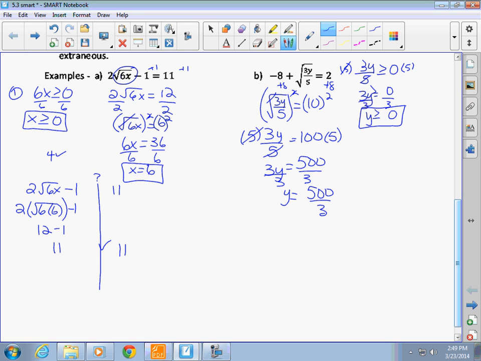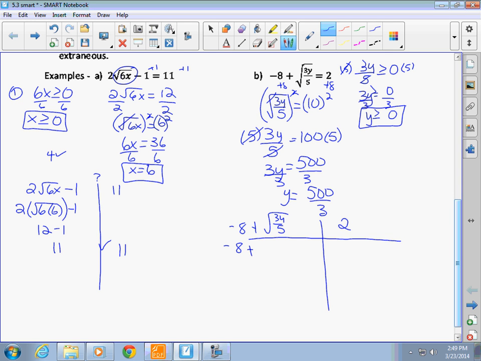I check it in my restriction, and that is greater than 0. Now I have to check to see if it is an extraneous root or not. So I do my left side, right side. On the left side of the equation, I had negative 8 plus the square root of 3y over 5, and the right side is 2.